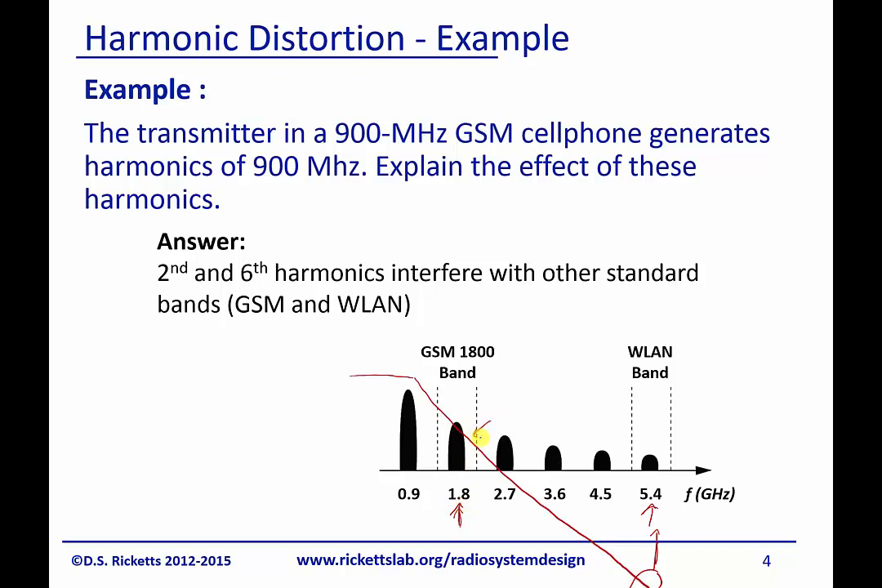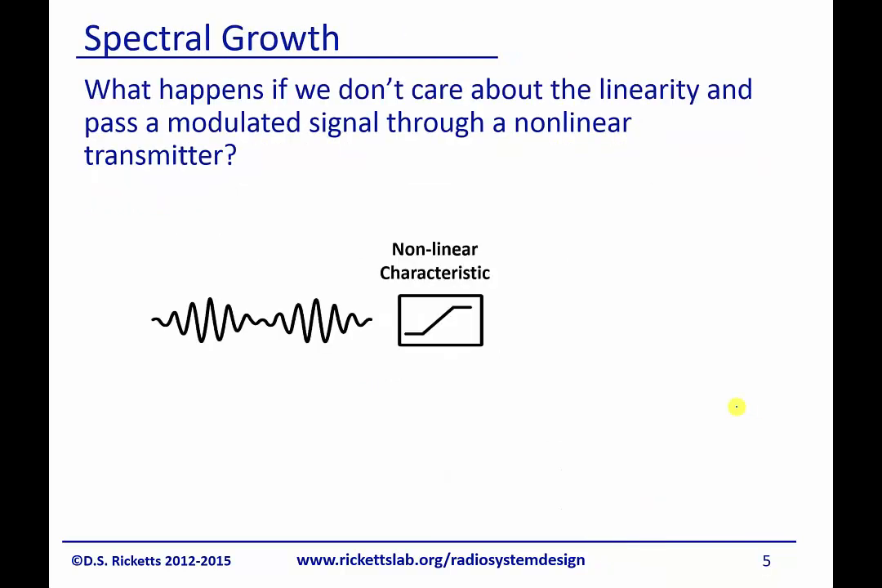So we really have the problem of not only generating the harmonics, but that they increase faster than our input power does, because the voltage increases by a to the n, where n is the nth harmonic. All right, so let's talk a little bit about spectral growth.